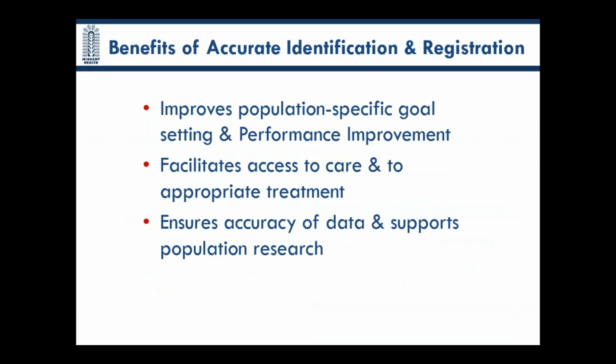And these are some of the benefits of accurate identification and registration. Of course, we want to improve population-specific goal setting and performance improvement. We want to facilitate access to care and to appropriate treatment. And we want to ensure accuracy of data and support population research. But of course, the most important reason is to be in compliance with the requirements of the federal government.